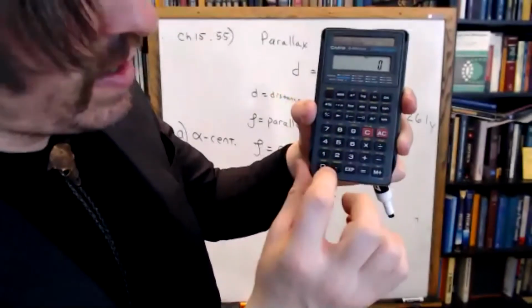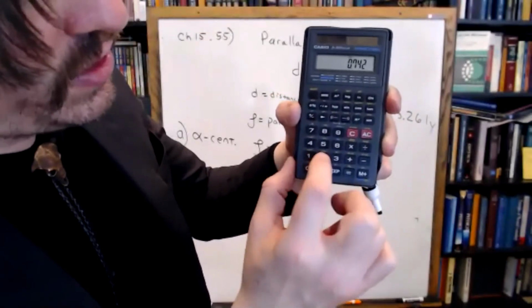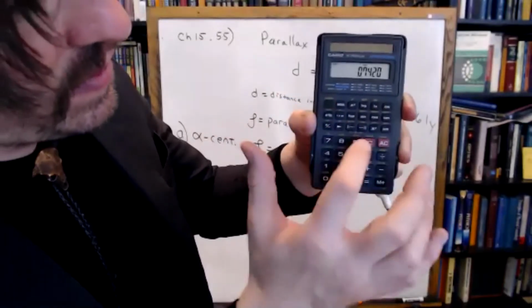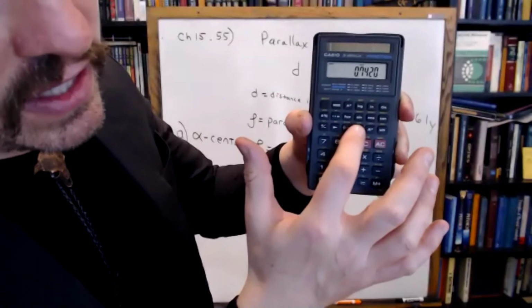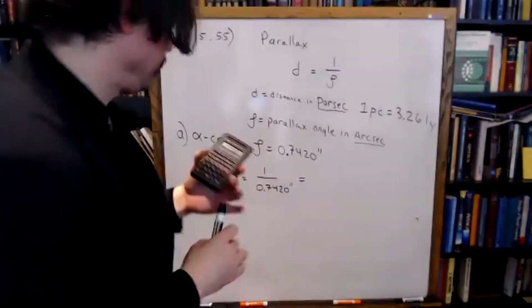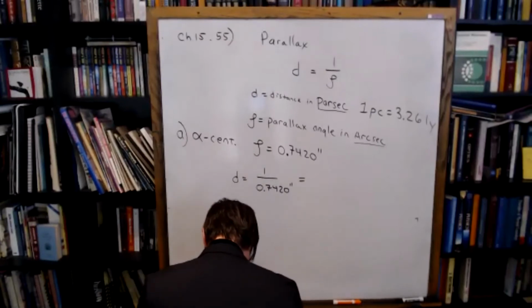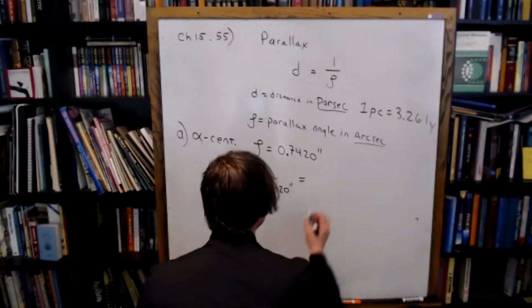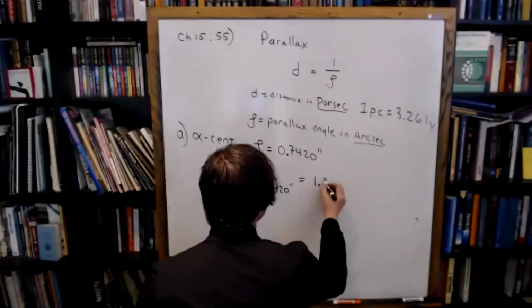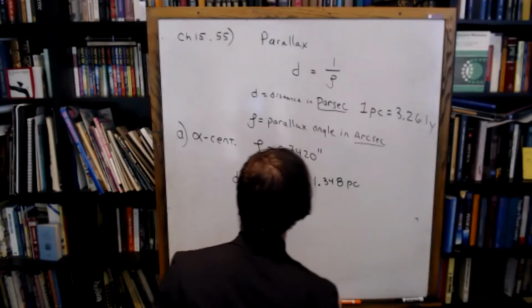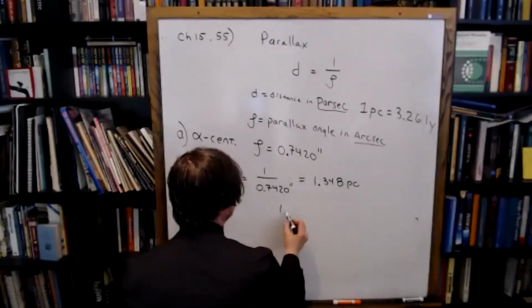So type this in with me. Just type in 0.7420, and then we'll hit our reciprocal key. Shift, and then close parentheses to get 1 over x. What do you get? 1.348. Parsecs, right? Yep. And now let's convert that to light years.